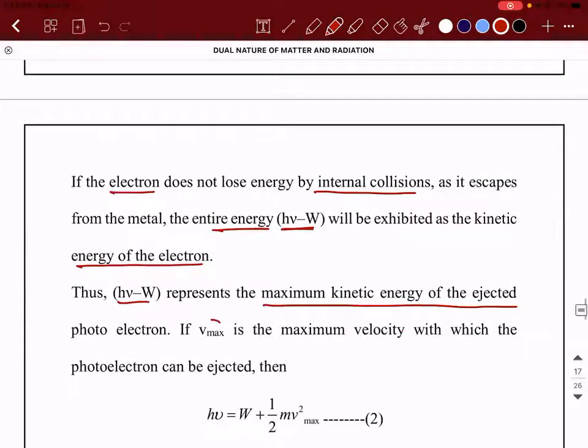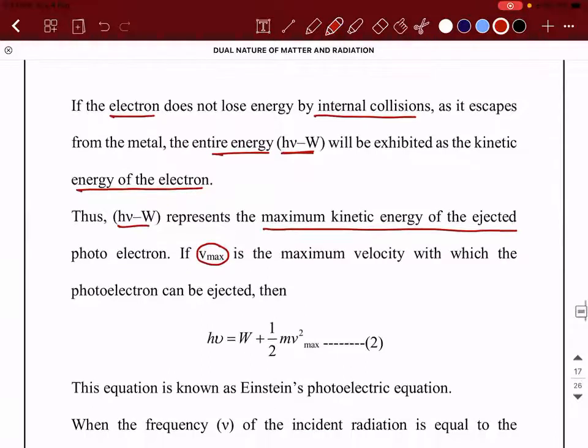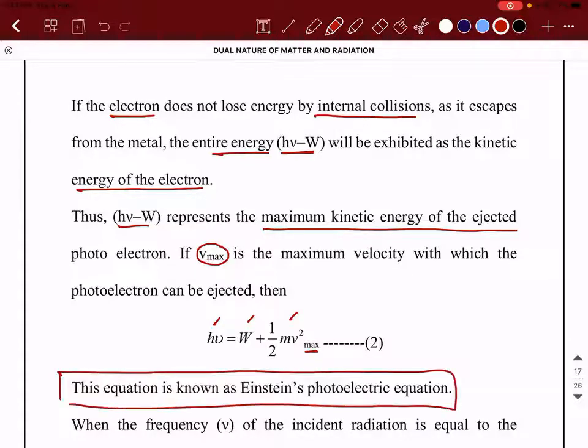Similarly, if Vmax is the velocity corresponding to the maximum kinetic energy with which the photoelectron is emitted, then the first equation can be modified as h nu is equal to W plus half m into Vmax square, and this equation is what is called Einstein's photoelectric equation.